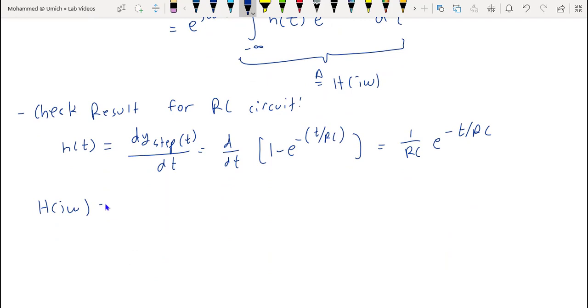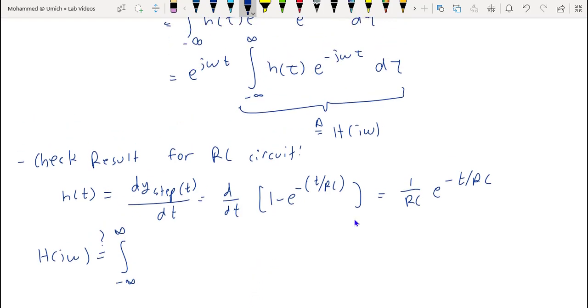H(j omega), we'll see, equals the integral from minus infinity to infinity. Something very important to remember here is that this step response, y step of t, was for t greater than 0. The RC circuit is a causal system, which means that h of t is 0 for all t less than 0. So the impulse response is 1 over RC e to the minus t over RC times u of t.